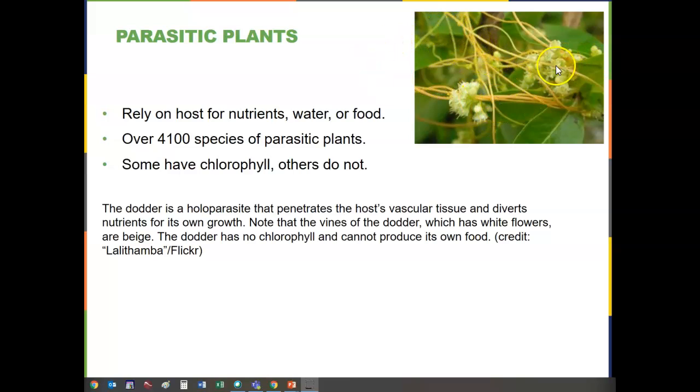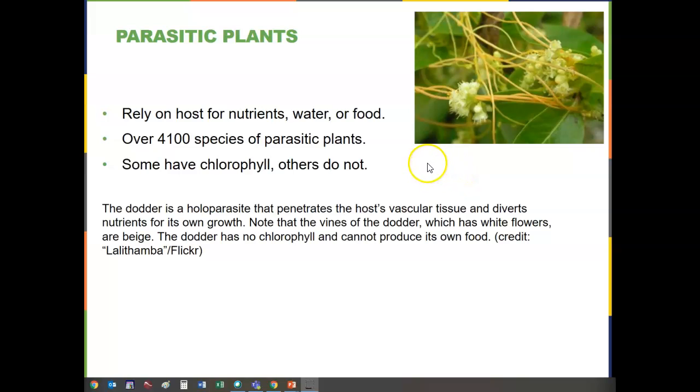Dodder has no leaves. It's got flowers. It's a flowering plant. It reproduces just like other flowers, but it has no leaves. It has stems and it has roots that punch into the vascular tissue of a host plant, both the xylem and the phloem, and they collect sugars from the phloem and water from the xylem, and water from the phloem as well. The dodder has no chlorophyll, can't make its own food, so it's an obligate parasite.